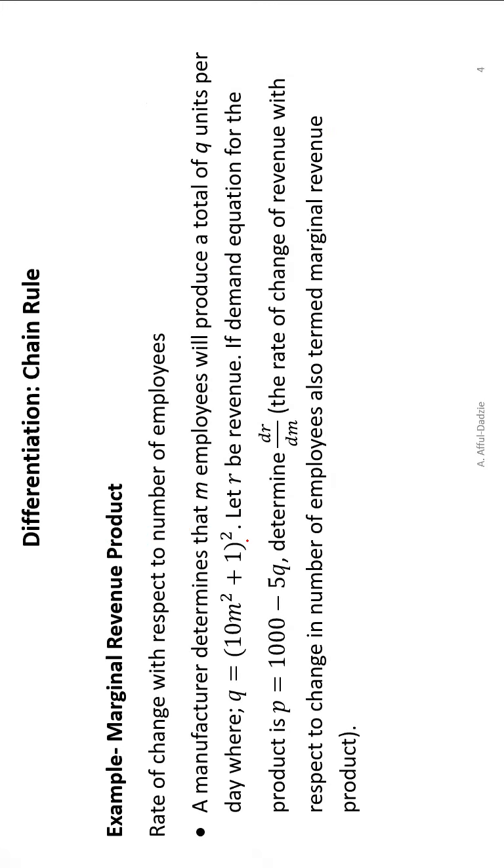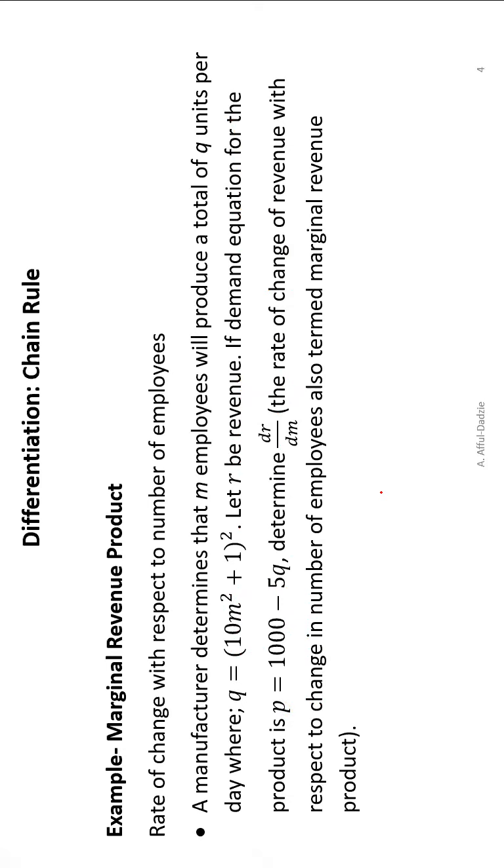All right, so let's take a real application example of this, and then solve it together and try to understand what this means. So it says a manufacturer determines that M employees will produce a total of Q units per day, where Q is defined as this expression. Let R be revenue. Now, if the demand equation for the product is P equals this, this is the demand equation. Determine dR dM, which is the rate of change of revenue with respect to change in employees, also termed the marginal revenue product.